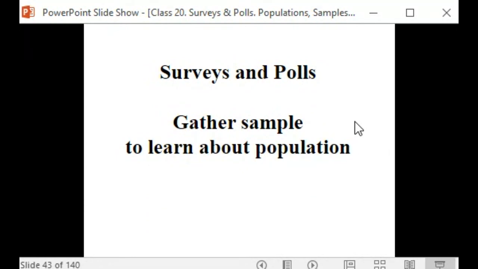The way that surveys and political polls work is that they gather information about a sample to learn about a population. For instance, a political poll might interview a sample of 500 Texas voters to learn which candidate for Senate is favored by the entire population of Texas voters.